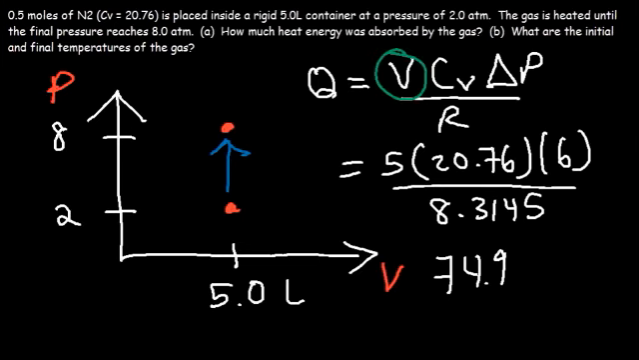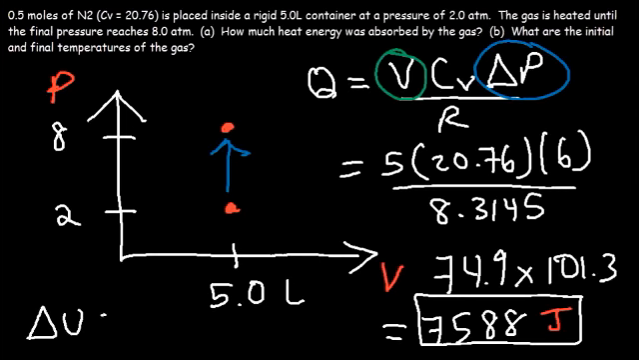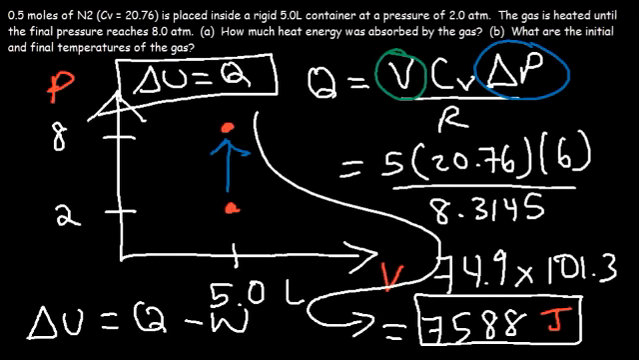But V has the units liters, P has the unit atm. So we need to multiply this number by 101.3 to convert it to joules. So the answer is about 7,588 joules. So that's how much heat energy is absorbed in the process. And we know that delta U is Q minus W. And since W is 0, delta U is equal to Q in this problem. So as a result, delta U is also 7,588.